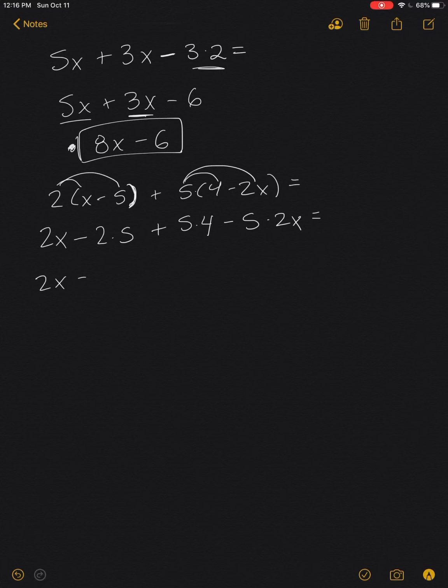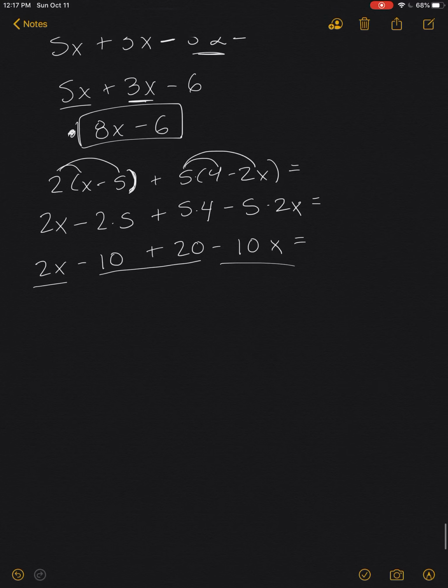Okay. And then I'm going to do all of my multiplication left to right. Right, 5 times 2 times x is 10 times x. All right, and then I'm going to combine all my like terms. So some people can do this in their head. So I know I can do negative 10 plus 20, 2x minus 10x.